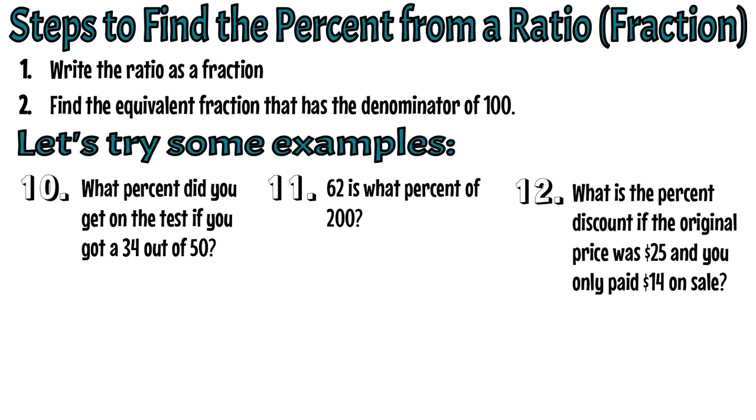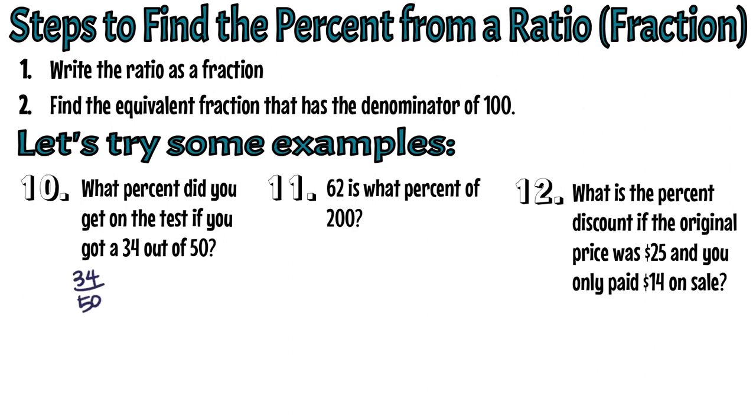In this next example, we want to change a ratio to a percent. So we first must write the ratio as a fraction, and we want to then convert that fraction in such a way so that the denominator becomes equal to 100. So we're going to find an equivalent fraction where the denominator is 100. So let's do an example. In number 10, we see that we have, what percent did you get on the test if you got a 34 out of 50?